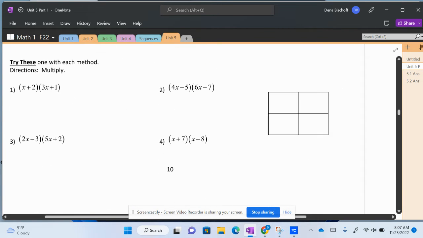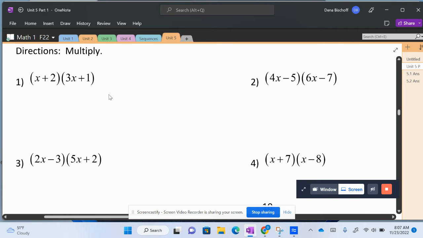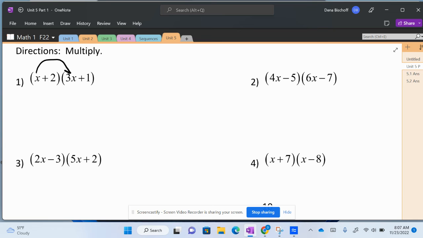So let's do number 1 together. All right. So I have x times 3x, which is 3x squared. Then I have x times 1, and that's a positive 1, so that's 1x. I have 2 times 3x, which is 6x, and I have 2 times 1, which is 2.